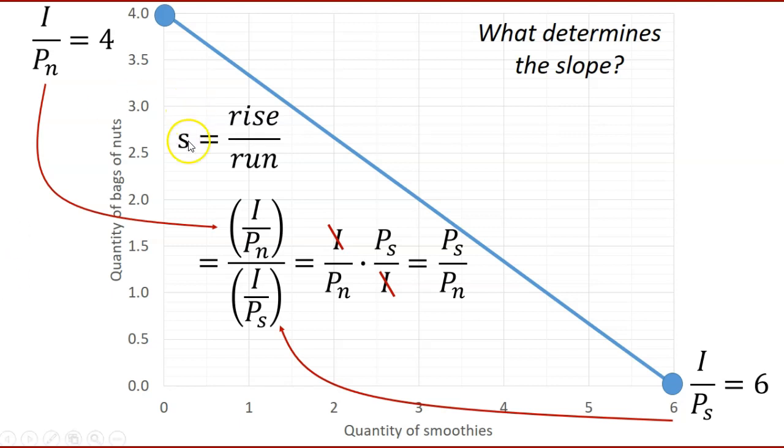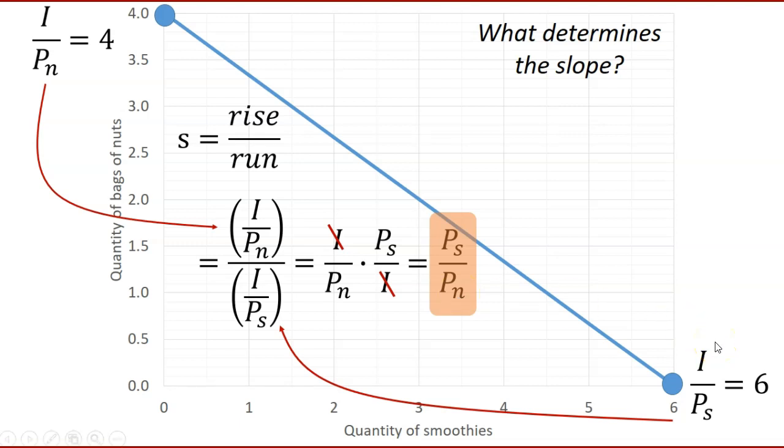Remember, this is the slope. All we're doing is calculating the slope, or representing the slope, right? And we're now representing the slope with this, this being a price ratio. Okay, the slope of the budget line is determined by the price of the good on the x-axis over the price of the good on the y-axis, by this price ratio.